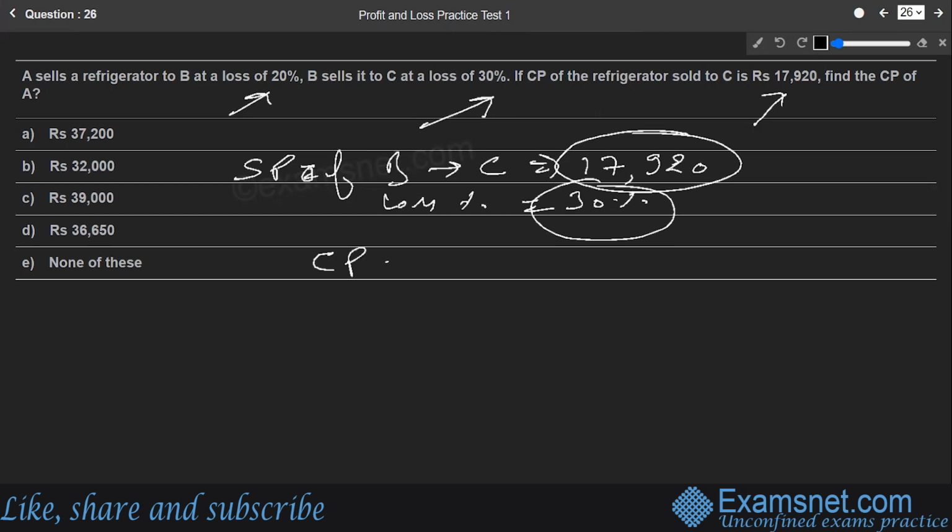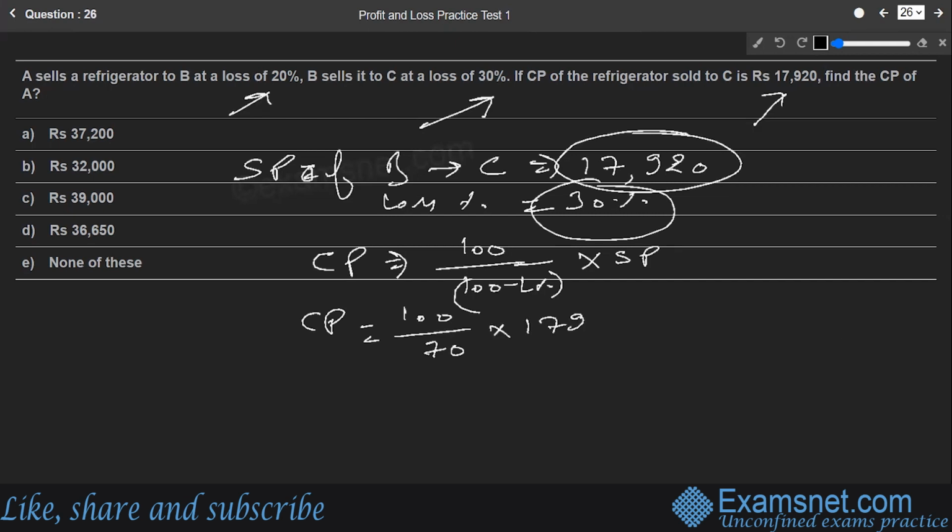So the cost price can be found out using a formula. When the selling price is given and a loss has occurred, the cost price can be found out as 100 over 100 minus loss percent, into the selling price. Okay, so the cost price is 100 over how much loss has occurred? A 30% loss has occurred, so it is 100 over 70 into selling price, which is 17,920.